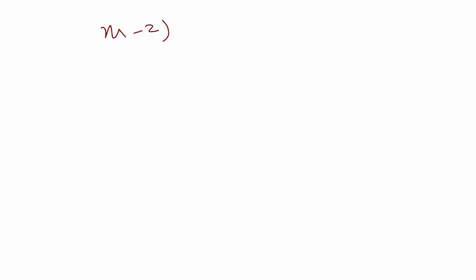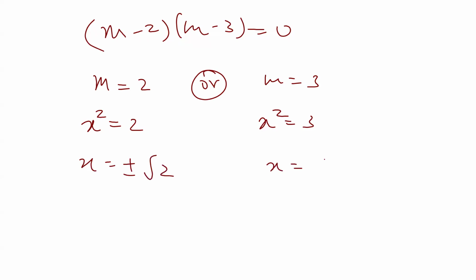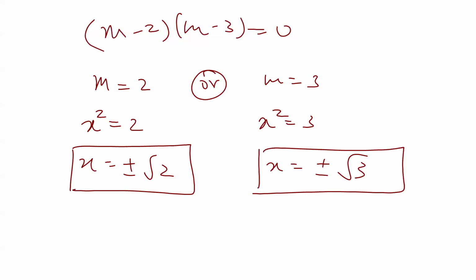m minus 2, m minus 3 equal to 0. So m equal to 2 or m equal to 3. But then m is x square. So x square equal to 2 or x square equal to 3. So x is equal to plus minus root 2 or x is equal to plus minus root 3.